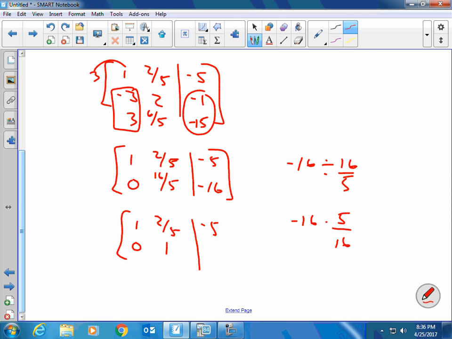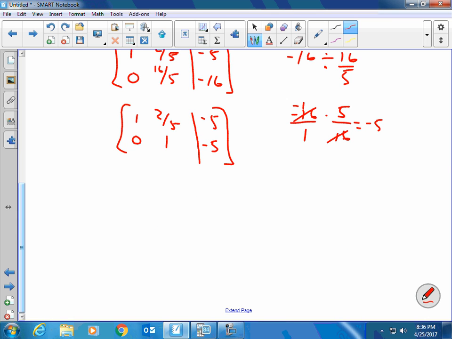Multiply by the reciprocal of whatever you're dividing by. Make that 16 a fraction by putting it over 1. 16 and 16 cancel. We're left with a -1 here. -1 times 5 is a -5. Step 3 is done.